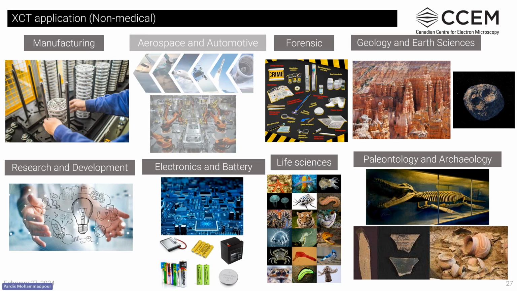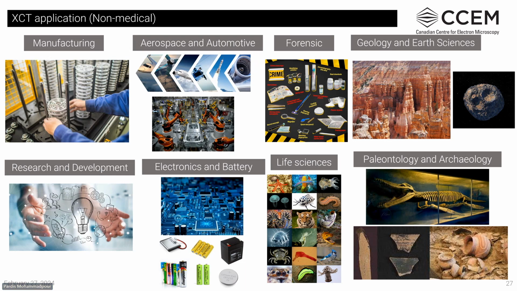XCT can also be used to examine items such as weapons, explosive devices, or other objects relevant to forensic investigation, because it provides detailed 3D images of the internal structures without physically altering the evidence. And it can also be used in geology and earth sciences to study the internal structure of the rocks and soil, to understand the composition and characterization of the geological formation.